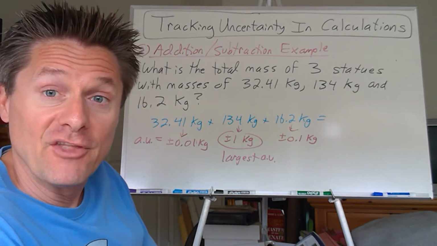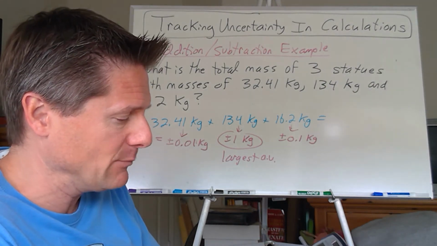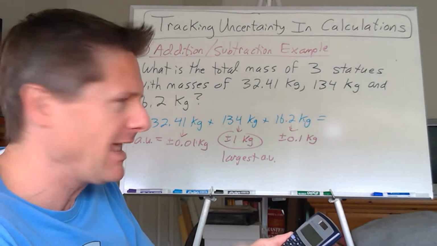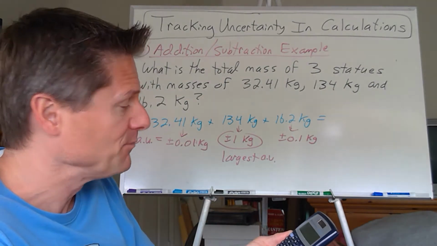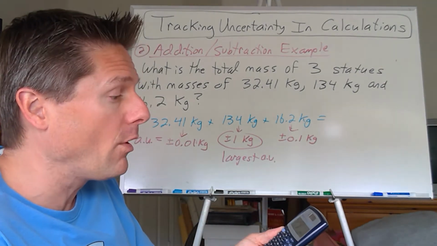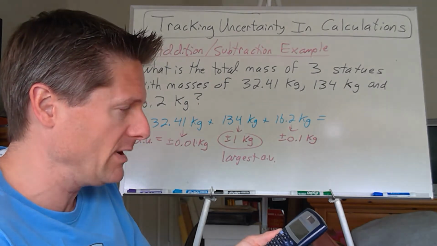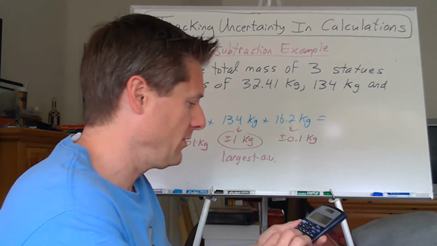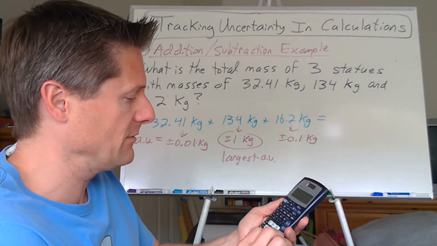32.41. Oh! The 2's not on there. 32.41. There we go. I hate it when I hit a button and then it doesn't show up on my calculator. I guess I need to press harder. Plus 134 equals, plus 16.2 equals. So 32.41. I think I screwed that up.